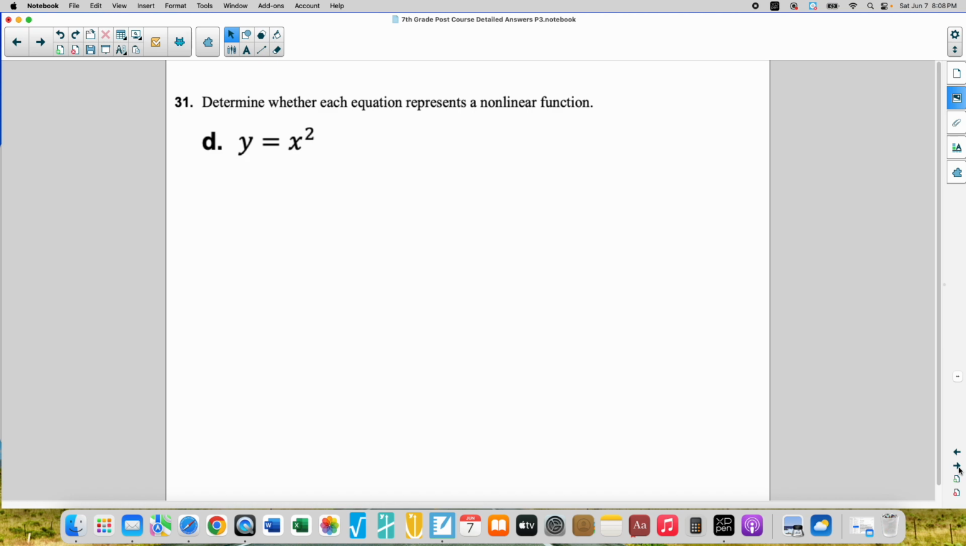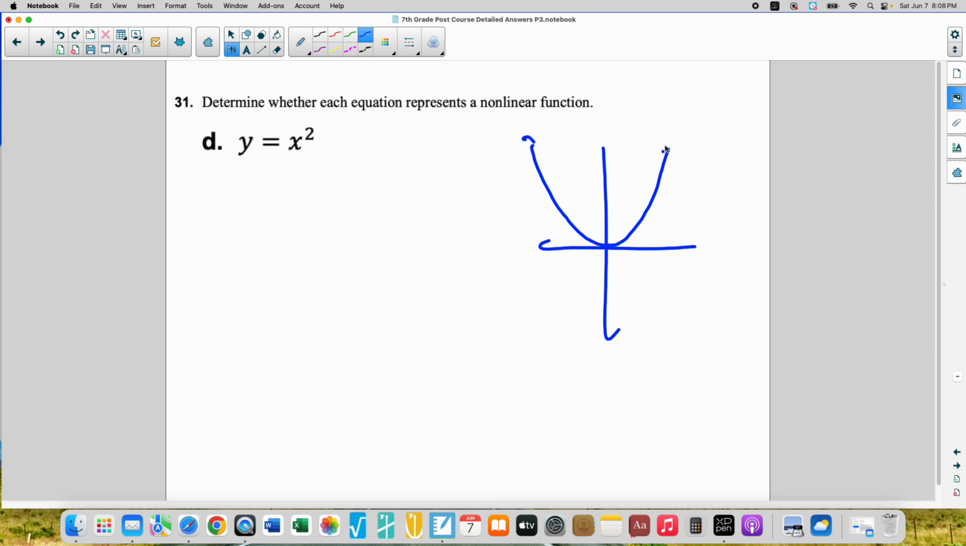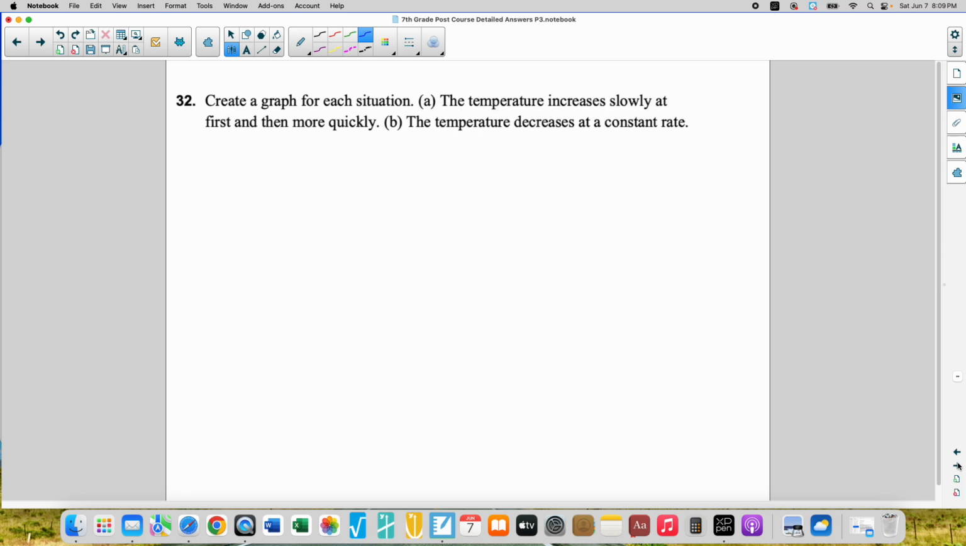Okay, next one. This is the parent of it. This is the true one. It is a traditional parabola, so yes, also nonlinear. We won't have to do Desmos because we know.